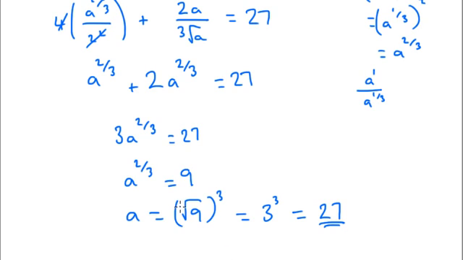The reason it was the 3 rather than -3, I should have put plus or minus 3 in there, but we were told that a was positive, so that's why I chose the positive 3. To give us a positive a value.